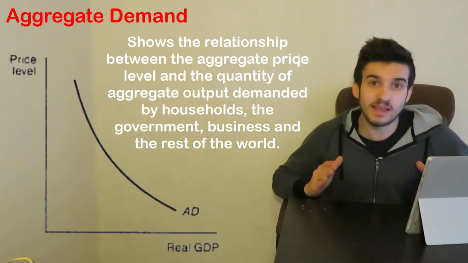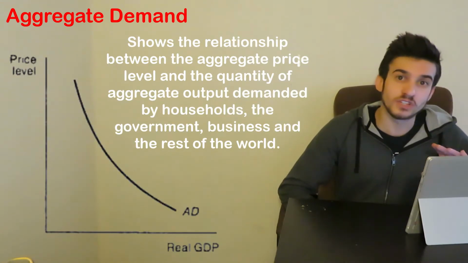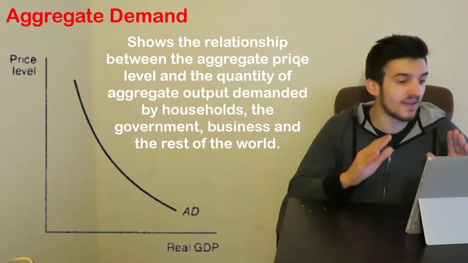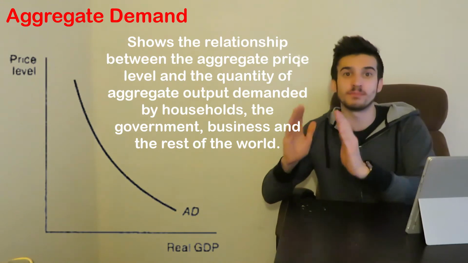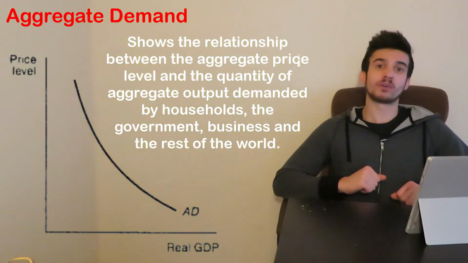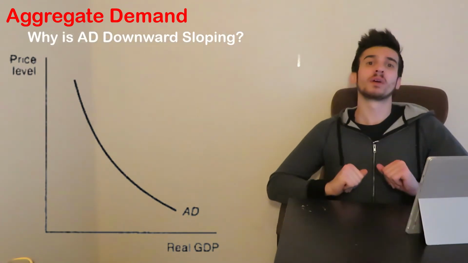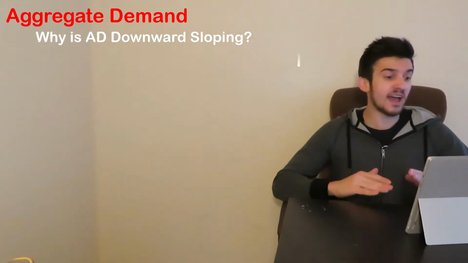The aggregate demand curve is going to be downward sloping, and it's going to show the relationship between the aggregate price level and the quantity of aggregate output demanded. As I just mentioned, when plotted on a graph, aggregate demand is downward sloping. Why exactly is that? Well, we're going to have three reasons. First, we have the wealth effect.